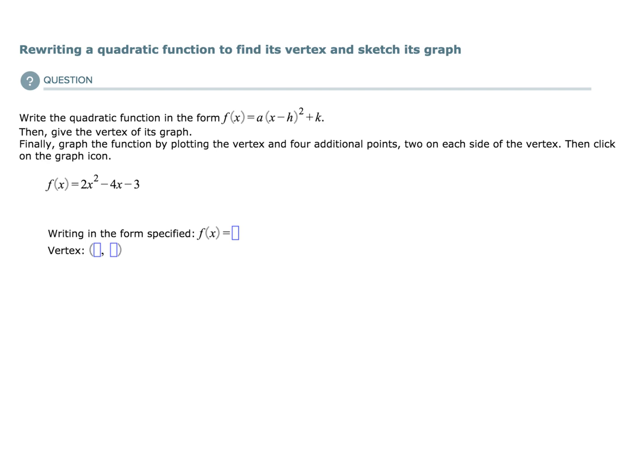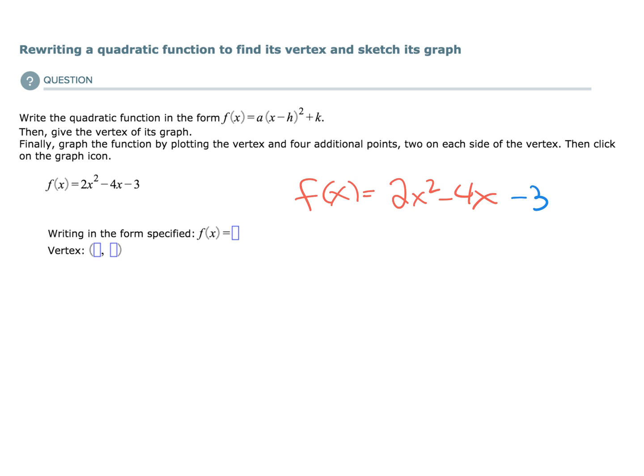The long way is called completing the square. Because I'm allowed to have this plus k on the outside, I'll leave the negative 3 alone. Basically, I want to turn this part here into my a times x minus h squared. So let me rewrite this. I'm going to write f of x equals, in a different color, 2x squared minus 4x, and then minus 3, just to show that I'm focusing on the 2x squared minus 4x.